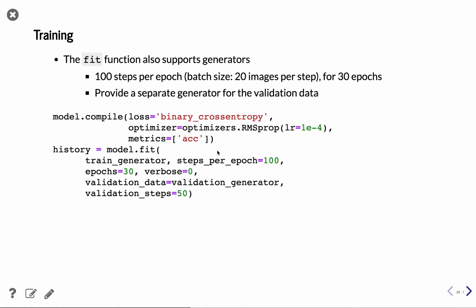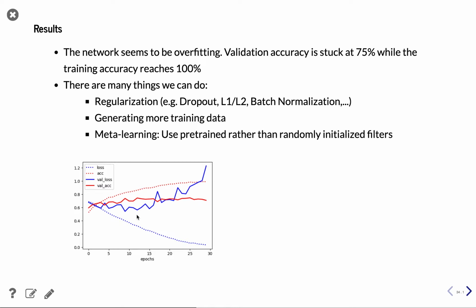Training, same as usual. We use RMSprop as the optimizer, with a quite small learning rate. Now we had batches of 20, and our data set was about 2,000 images. So we can do mini batches of 20, and we do 100 mini batches per epoch. And we do 30 epochs in total. Right? If you do that, then we get this result.